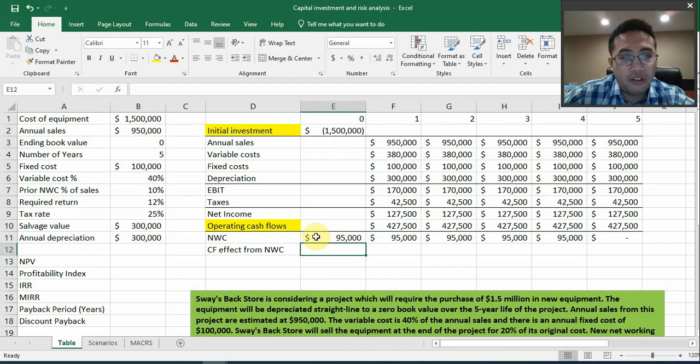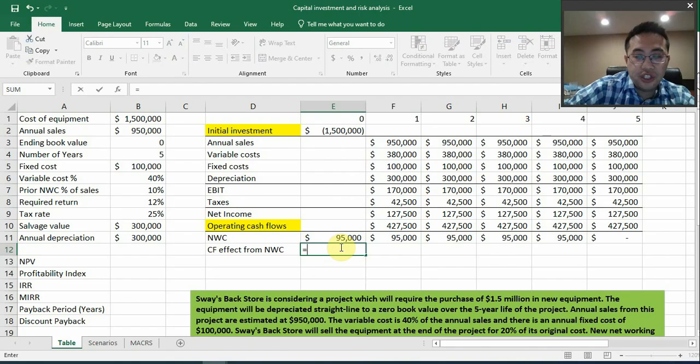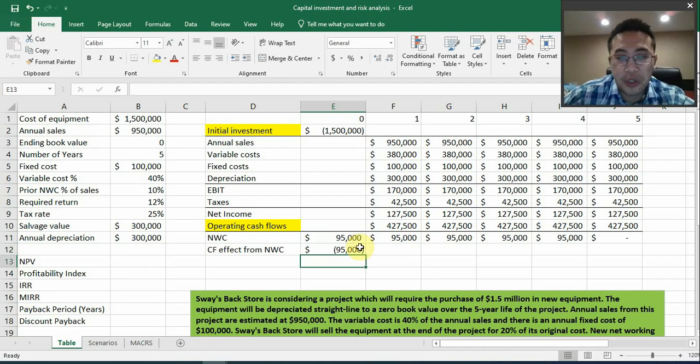All right, from 0 inventory or net working capital to 95,000 net working capital, how much cash is spent? It's definitely 0 minus the net working capital in year 0. So that means you're going to spend $95,000 to build up the inventory today. That's the cash flow effect from net working capital.